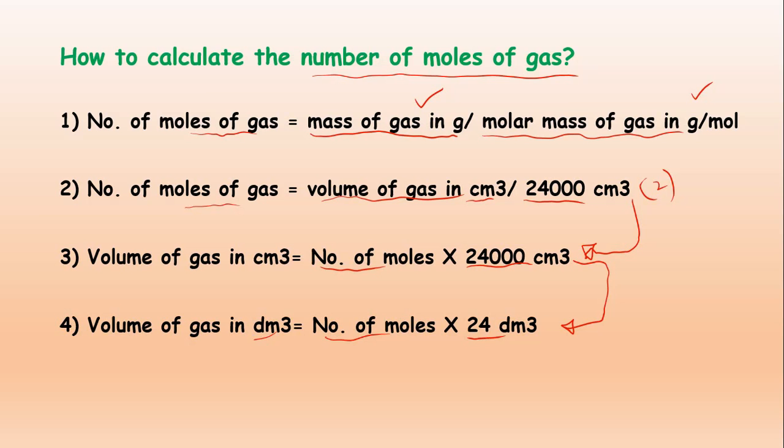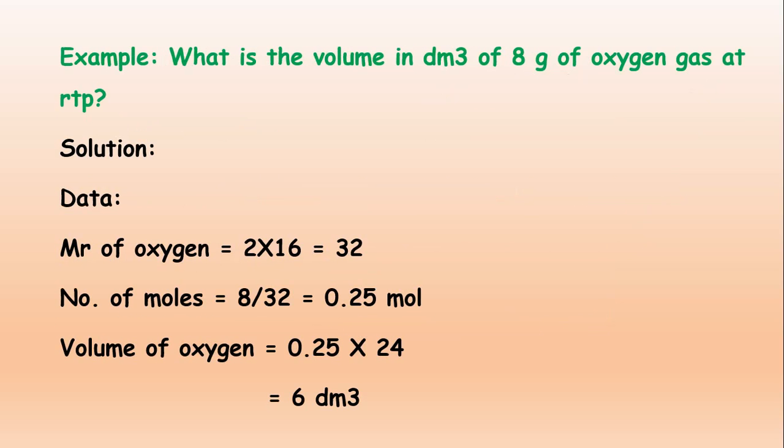First of all, we have to read the question properly, and then we have to jot down the data. Then at the end we will be able to identify which formula we can use here. So now let's look at the problems related to these formulas. Now look at example number 1. What is the volume in dm cube of 8 grams of oxygen gas at RTP?